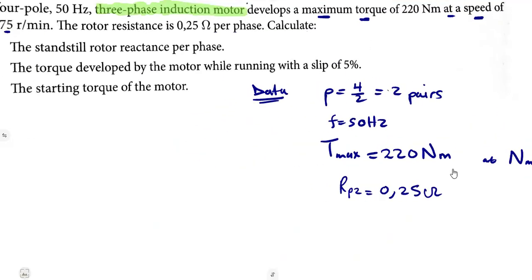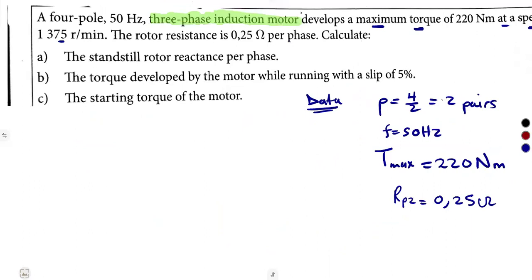Let's answer our question. The question was to calculate, see here, (a) the standstill rotor reactance per phase. At standstill, the denotation is X2. So they want you to calculate, remember it's phase per phase, the reactance at standstill. How are we going to have that value? The standstill value.